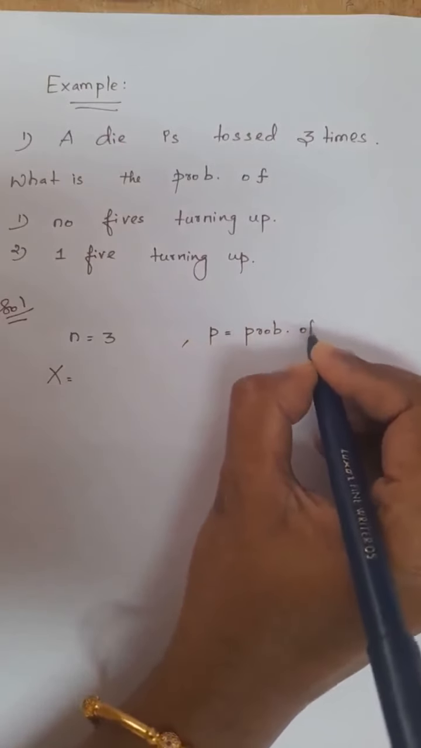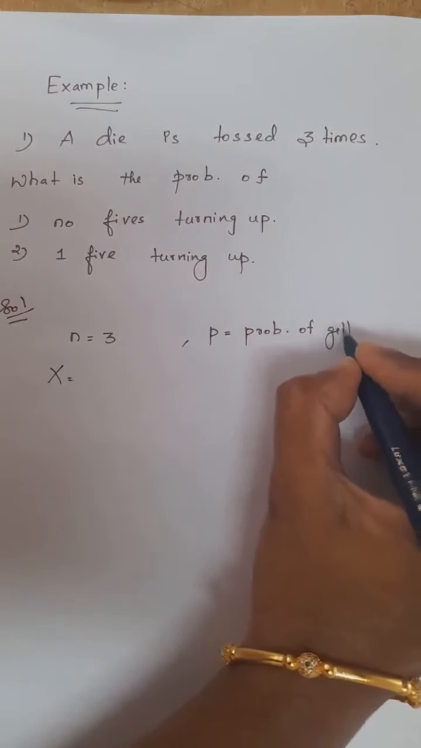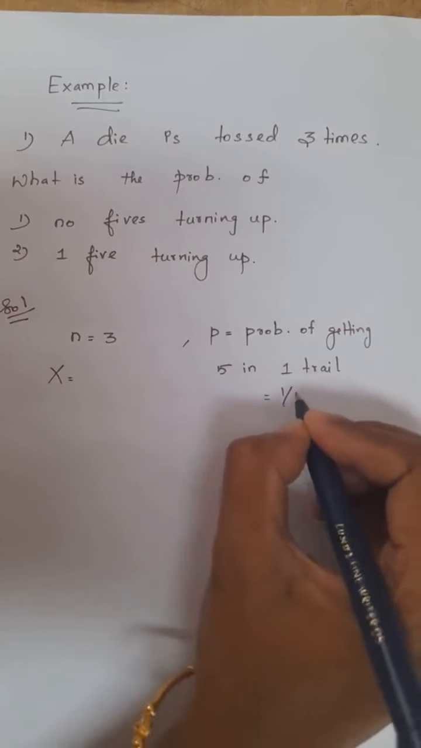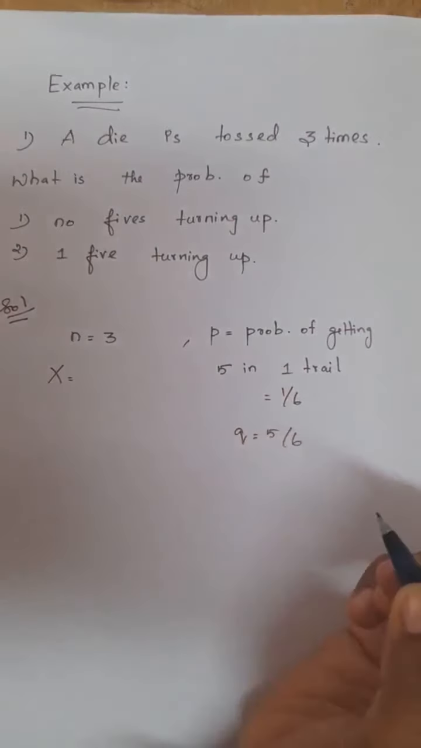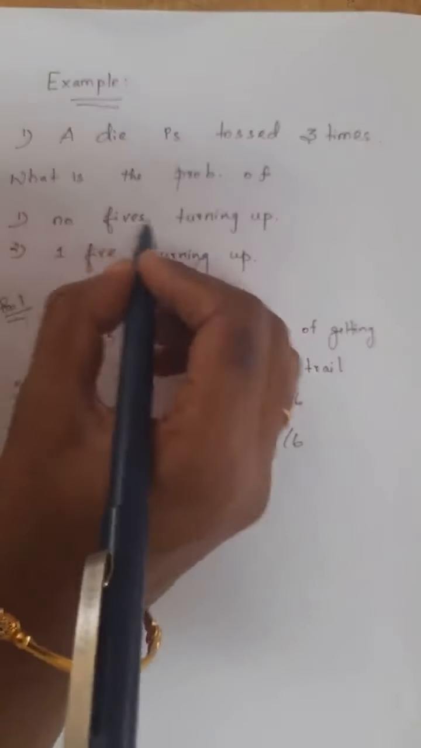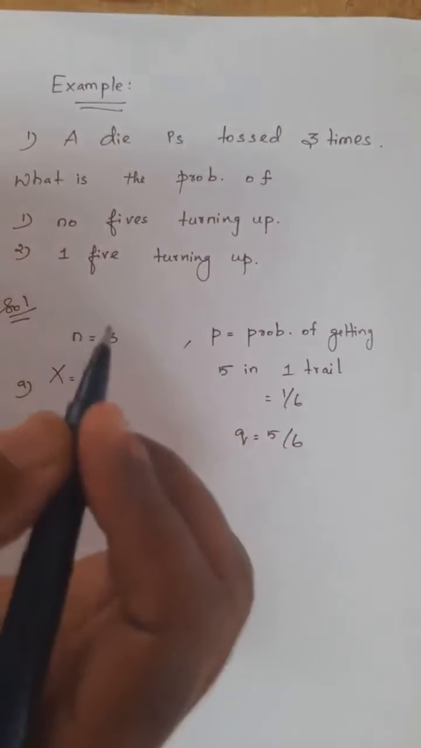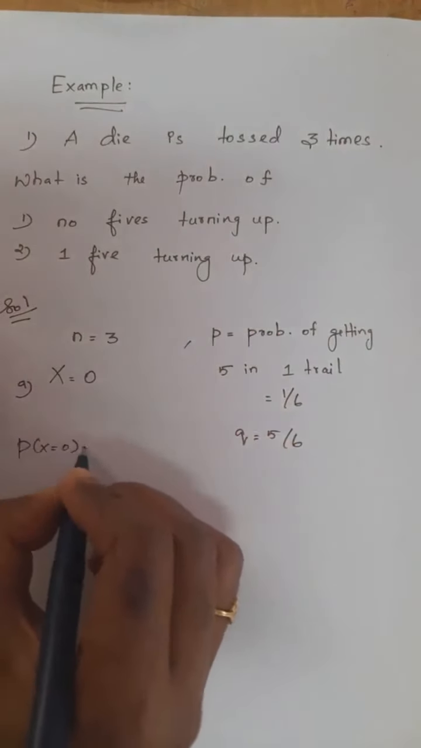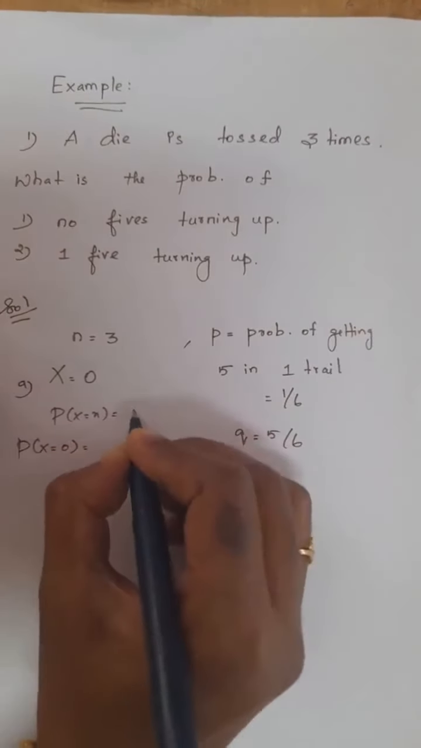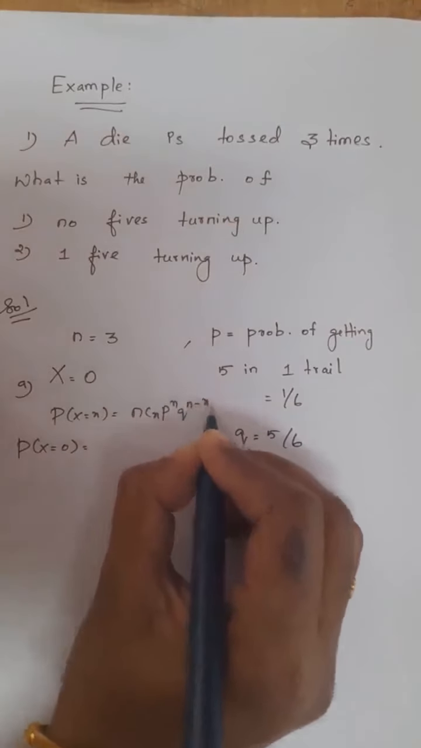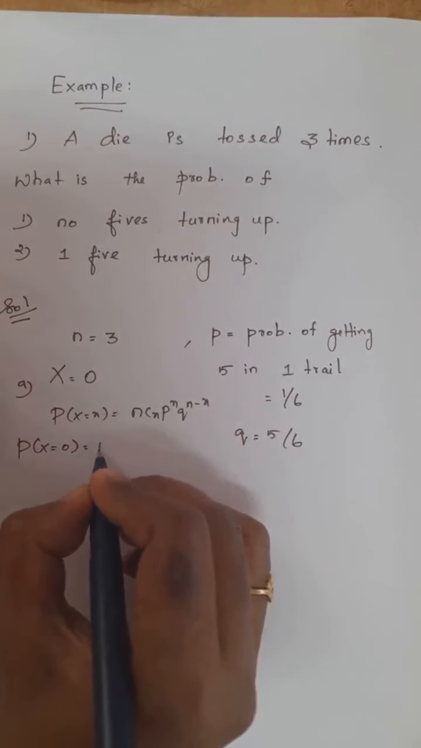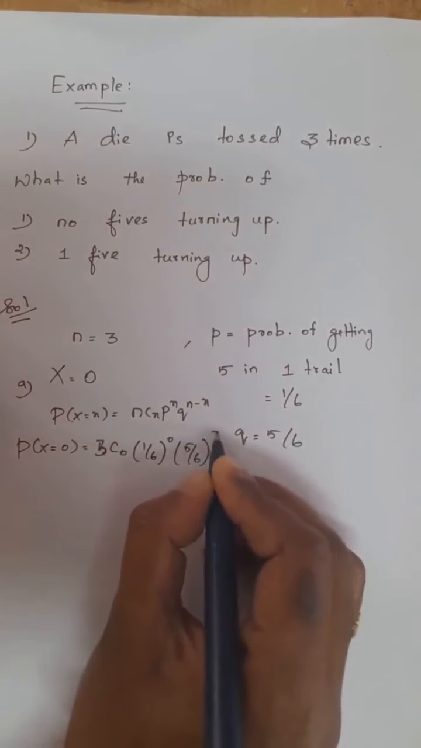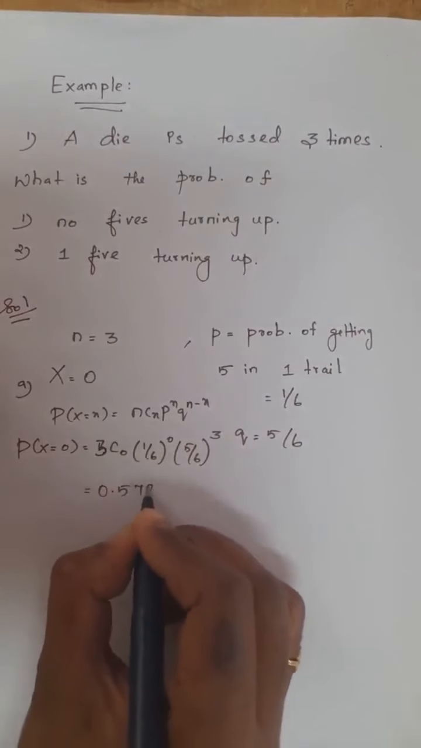Getting 5 in one trial is nothing but 1 by 6. Similarly, q will be 5 by 6. So the first one is the probability of no 5 turning up, that is x should be 0. Since we are getting no 5s, x will be 0. Probability of X equal to x is nothing but nCx p power x q power n minus x. For x equal to 0, it is 3C0, 1 by 6 power 0, 5 by 6 power 3. The answer will be 0.5787. By using a calculator we can do that.